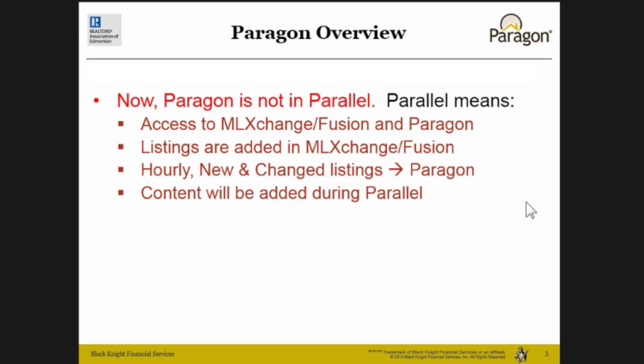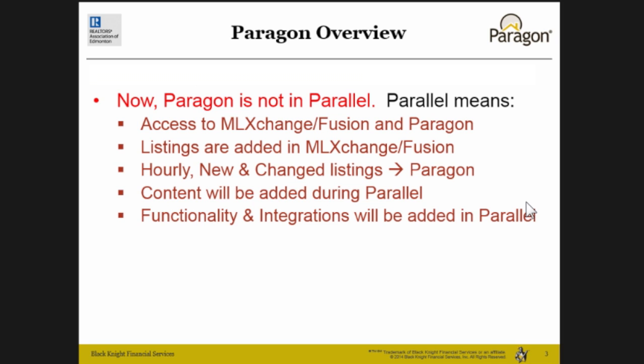As we're going through parallel, content will be added. All of your listings will be added. All of your property history, all of your pictures, all of the comments you have with your pictures, which we call labels and descriptions, will be added. Plus lots of integrations with the other products. So as you go through the parallel process, expect to see new things appearing, more information appearing as you go through that process. Again, functionalities will be made available.